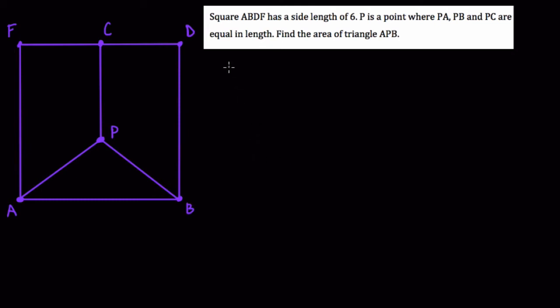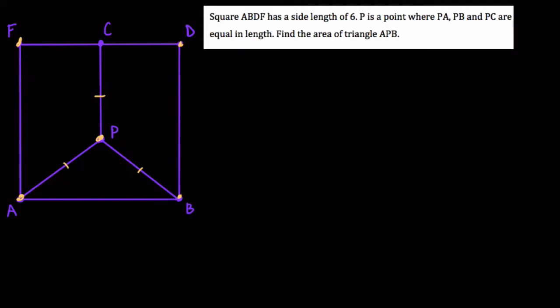Okay, so here's an interesting problem that requires some creative thinking, at least with the solution I have, to solve it. So we have square ABDF. We have our square, and what we're told about the square is that each side is 6. Now, P is a point, here's the point P, where PA, this segment, PB, this segment, and PC are all equal. We want to find the area of triangle APB, this triangle down here.